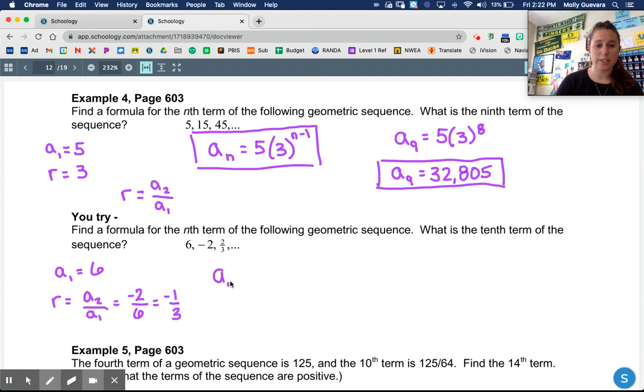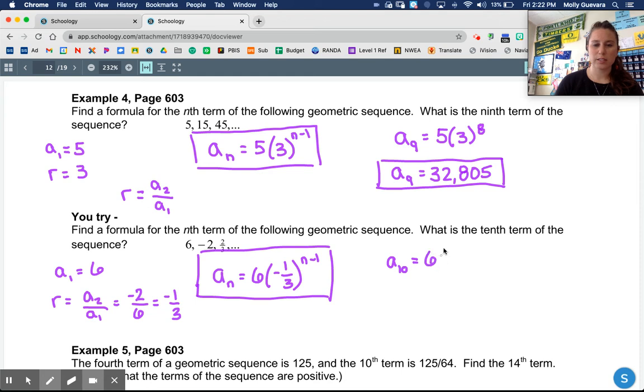So I can write the equation, right? My first term times my common ratio to the n minus 1. So there's the formula to find the nth term. Now the second part wants me to find the 10th term. So the 10th term is equal to 6 times negative 1/3 to the 9th. And again, if I enter this into my calculator, I am able to turn it back into a fraction. So it's going to be negative 2 over 6561.